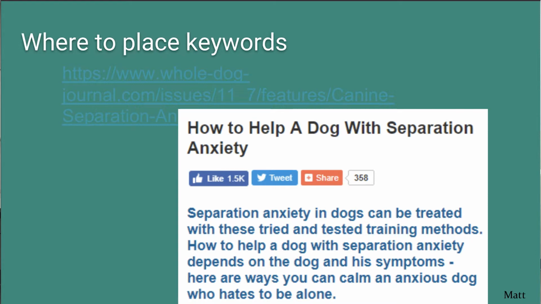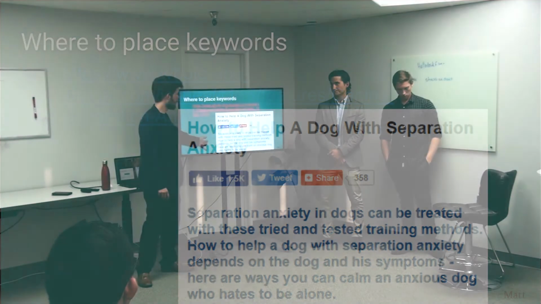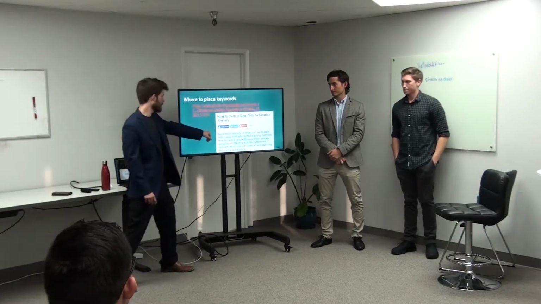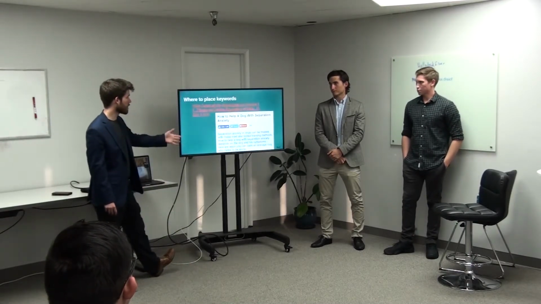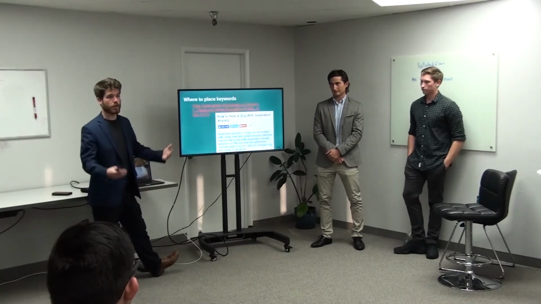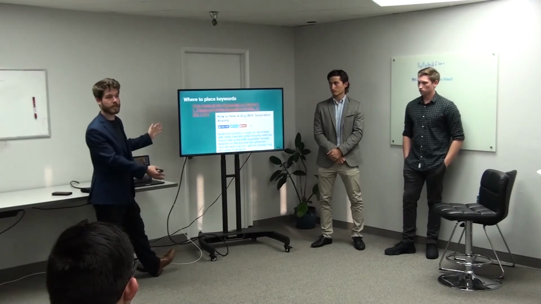So this is a URL that we're using for where to place keywords. You can see here canine separation anxiety is the example that we have, and it's clearly stated within the URL. You can see how to help a dog with separation anxiety is clearly stated within the H1 title tag, and then within the H2 tag there's separation anxiety, dogs, and different training methods, helping a dog with separation anxiety, and numerous other things related to the keywords that you're looking for, which is how do I help my dog that has separation anxiety.